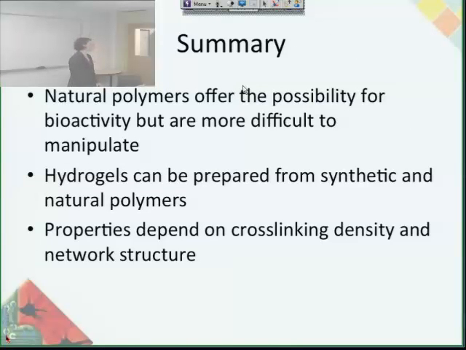So in summary, natural polymers are nice because they give you the possibility to confer bioactivity into your biomaterial, and you can actually engineer interaction between cells and proteins of the body and your biomaterial, which is always going to be useful if that's something you can control. Hydrogels can be prepared from synthetic and natural polymers, and their properties can be varied widely depending on the crosslinking density and the network structure, but also just on processing and what sort of polymer you choose. And they have so many applications that they're really useful in the field of biomaterials. So that is natural polymers and hydrogels.